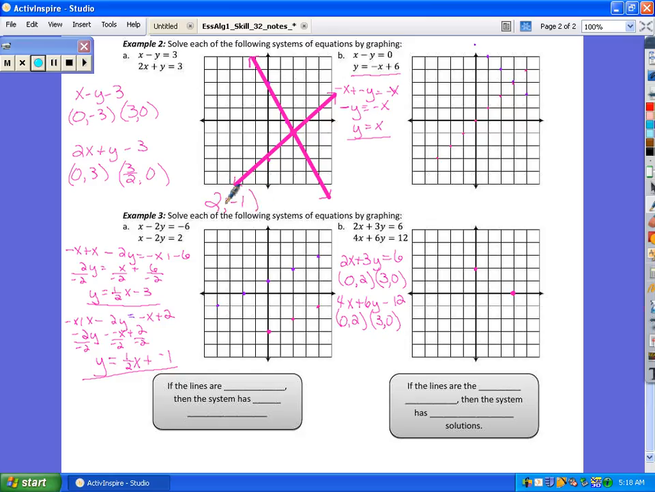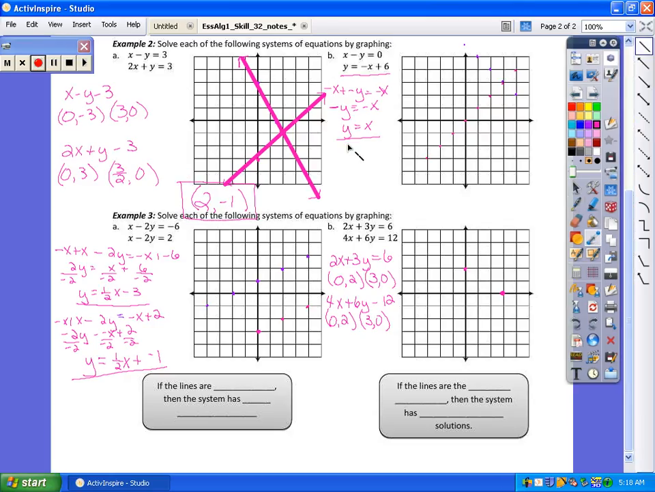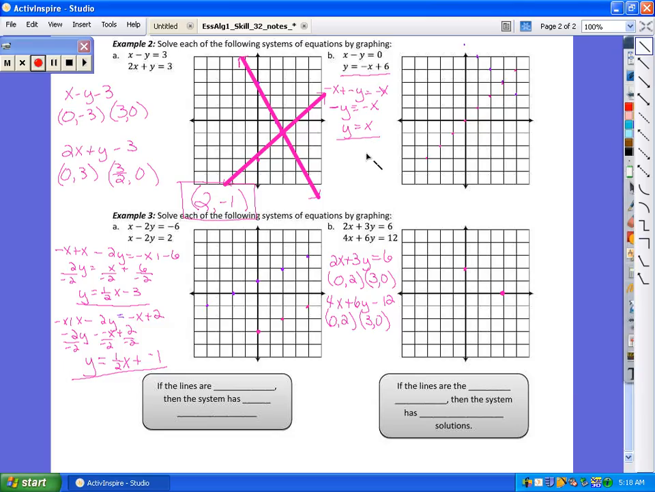-1). So that's my answer. And again, I need to put that on my paper to show that that's the answer. To graph the next one, I'm going to use the slope-intercept method. And I've already solved for y, so I'm going to go ahead and draw in my graph for that one.